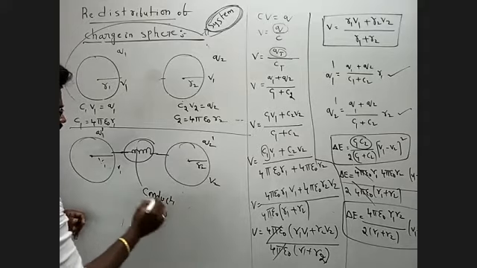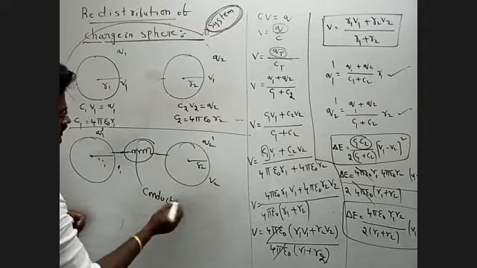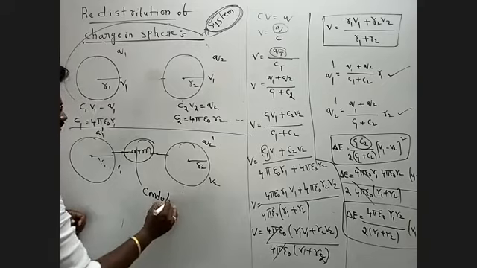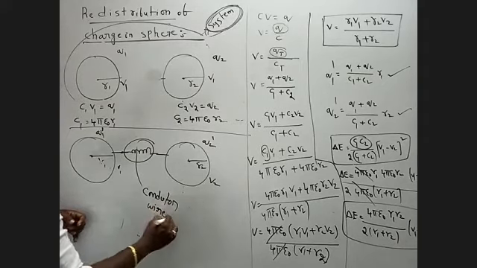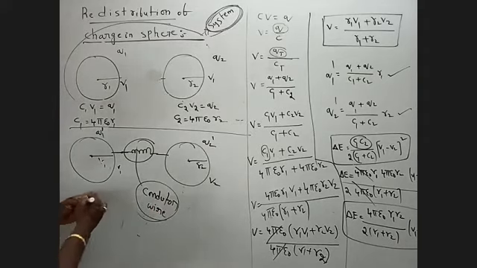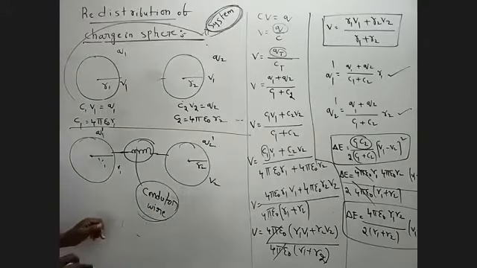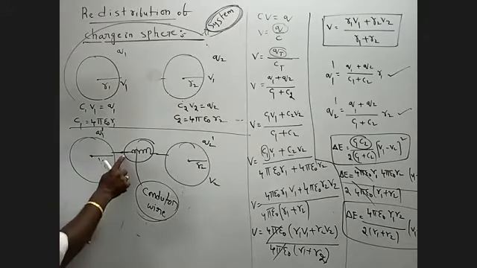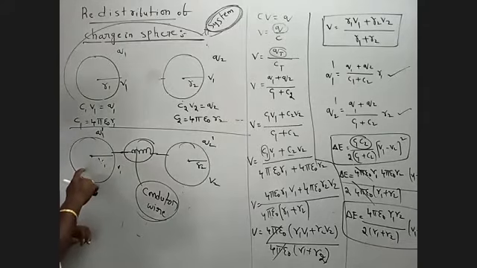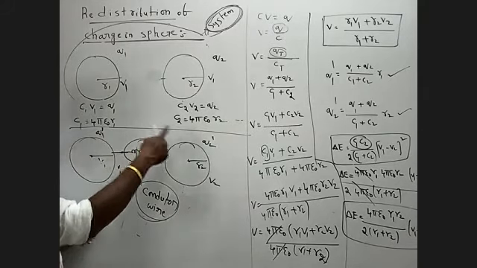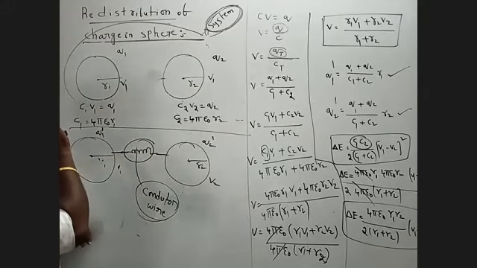Conducting wire. This is a conductor wire, a connecting wire. One end is connected to the first sphere and the second end is connected to the second sphere.